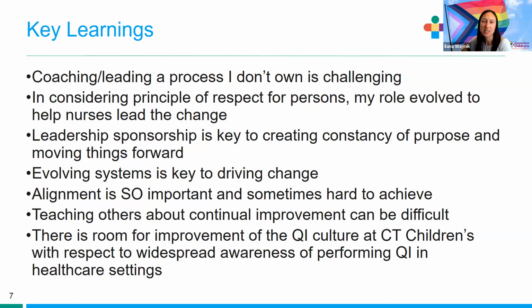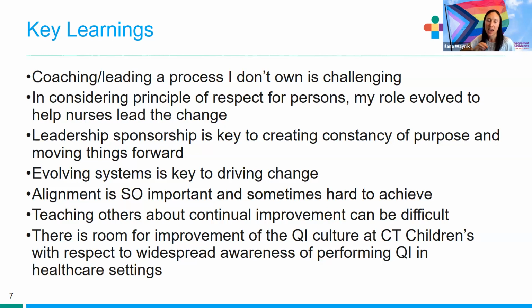Leadership sponsorship, like I mentioned, is key to creating that constancy of purpose and helps you propel things forward. Please evolve your systems. Don't get stuck in just trying to do better of what you're already doing, which is not working. Alignment is critical and helps really create or change culture, and that can be really hard to achieve. Teaching others about continual improvement or quality improvement can be difficult. It's not a concept that everybody's familiar with. And I think taking a moment to get people to understand that you're just trying to continually improve and not necessarily go for perfection, like you were mentioning, Allie, but just teaching this concept that this is something we need to work on together and continually reevaluate is important.